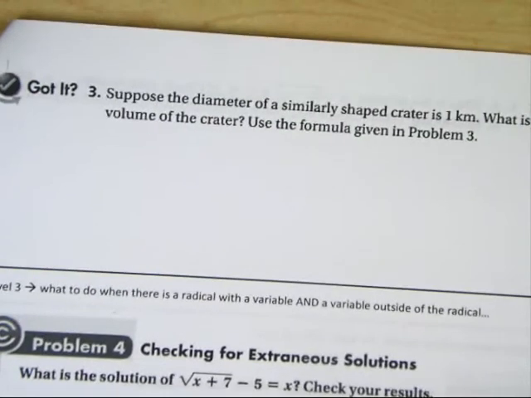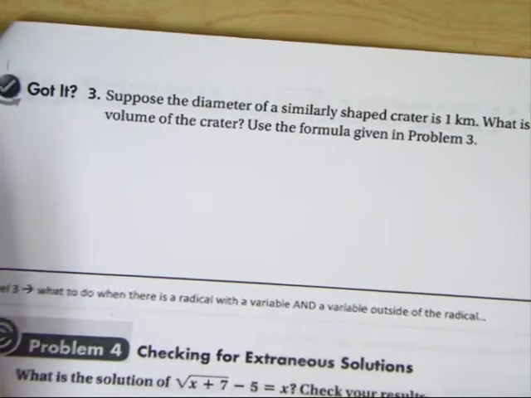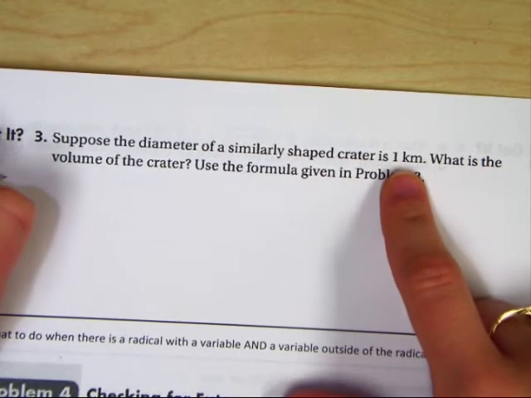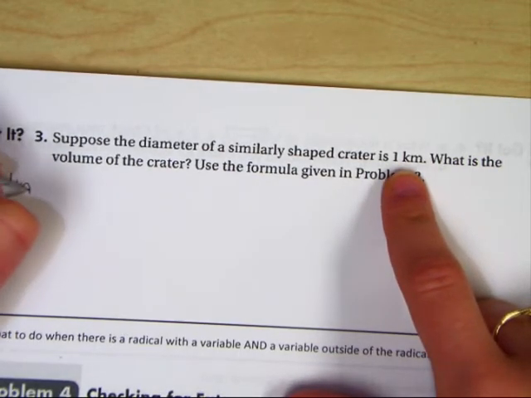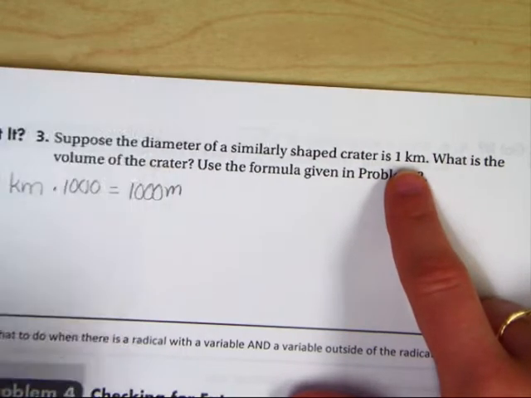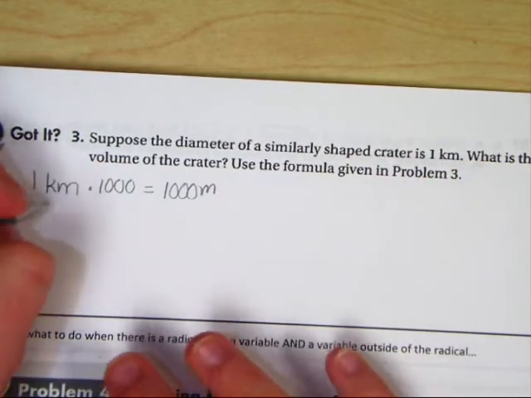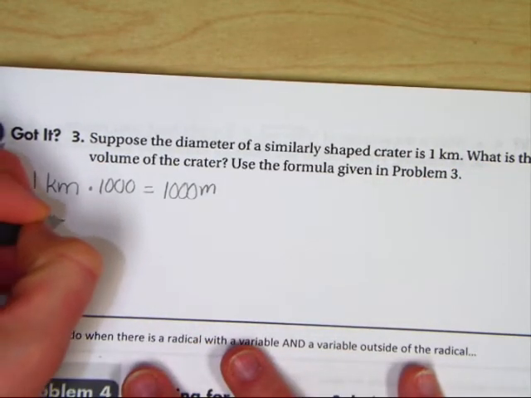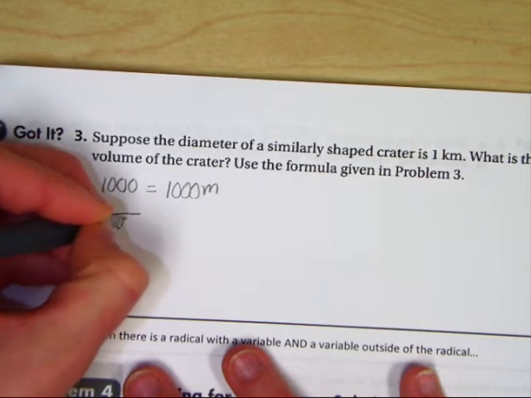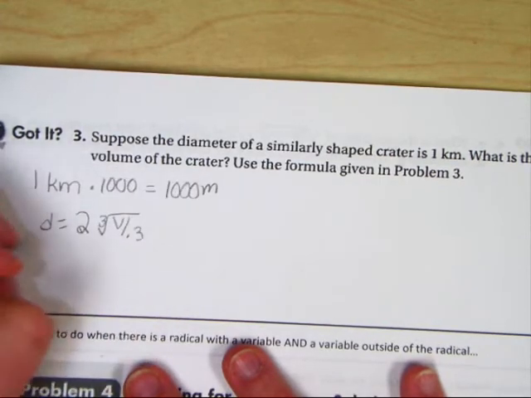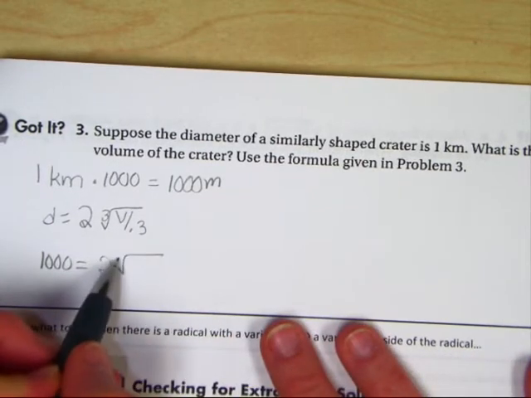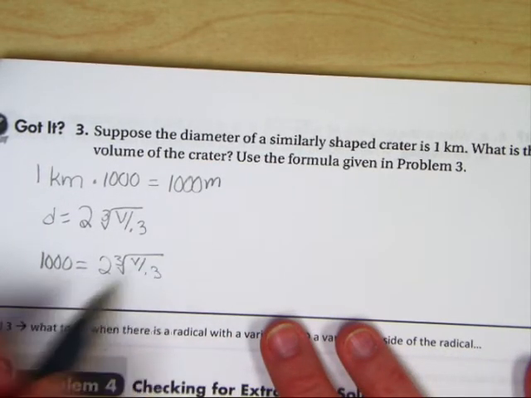Got it, number 3. We're going to do the same thing, practice the same steps, you have the same formula. But this time your diameter is 1 kilometer. So first thing we need to do is take 1 kilometer, multiply it by 1,000 to get 1,000 meters. Now we'll plug it into our formula. We have D equals 2 times the cube root of the volume divided by 0.3. Plug in 1,000. 1,000 equals 2 times the cube root of V divided by 0.3.